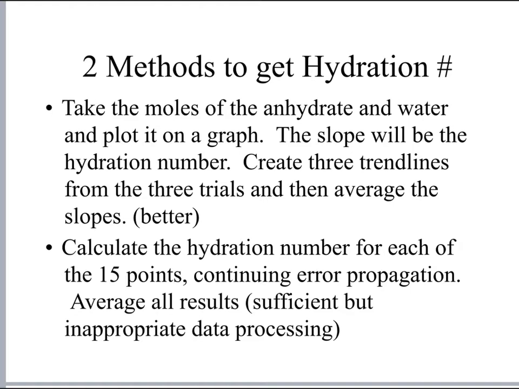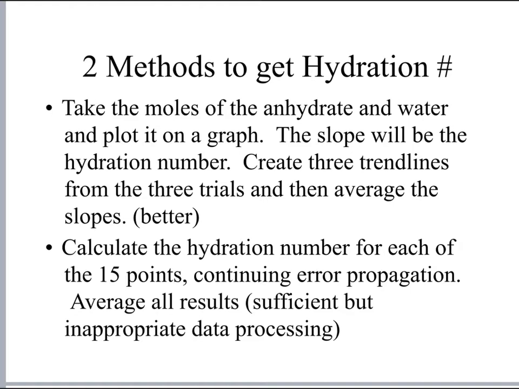So moving on to the analysis section, first thing I want to do is go over the 2 different plausible methods to get the hydration number. One of them is far better than the other. So the better method would be to make a graph of the moles of anhydrate versus the moles of water and make your slope be moles of water over the moles of anhydrate so that your slope is the hydration number. You create 3 trend lines, average your slopes linearly, and get your final answer.